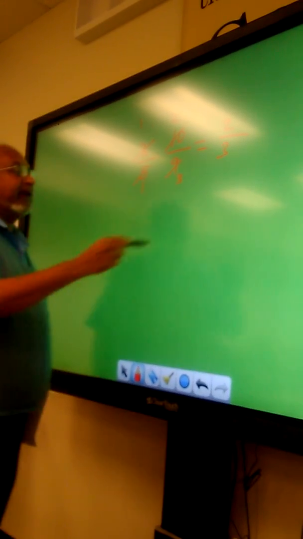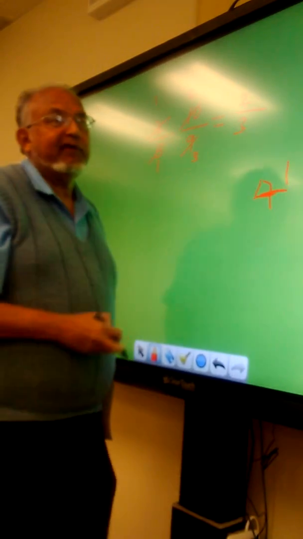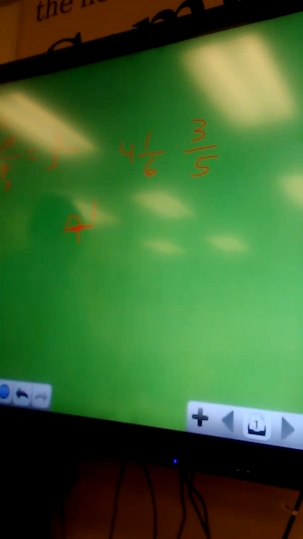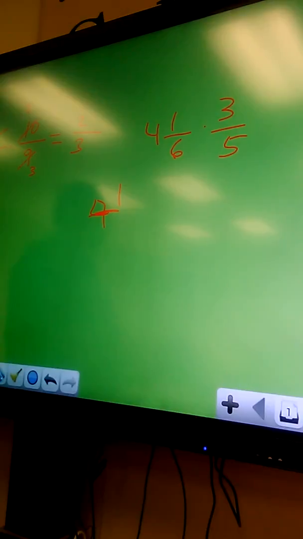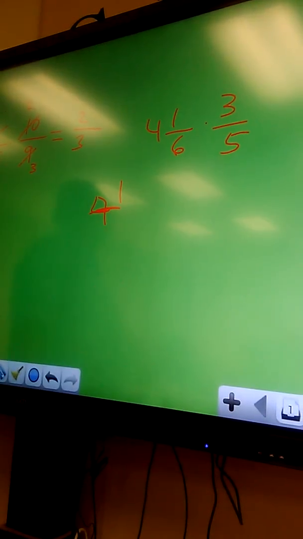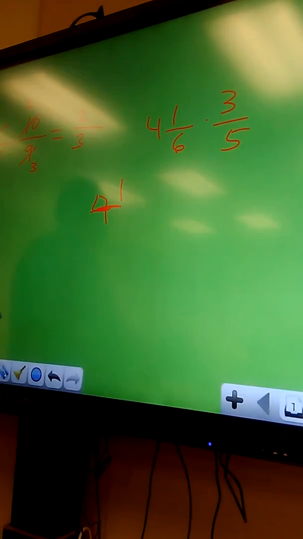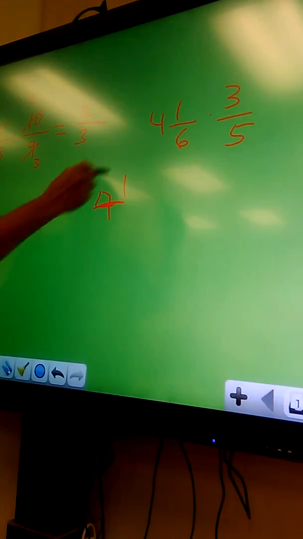What is wrong with this picture? 4 1/6 times 3/5. Can I cross reduce this 3 and 6, Leonardo? What is wrong with this picture? Amira, what's wrong with it? Why can't we multiply those two numbers as it is? Yeah, mixed number. This is a mixed number.